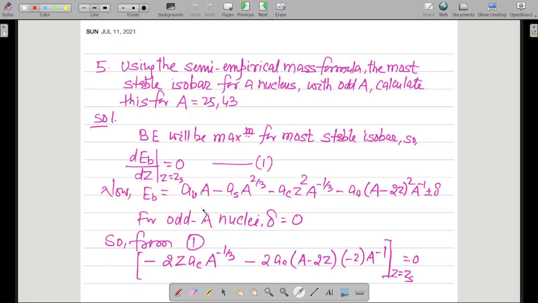So from equation 1, what do you get? And this Z equal to Zs means most stable. What does Zs represent? Zs represents the number of protons, or the atomic number, for the most stable isobar.